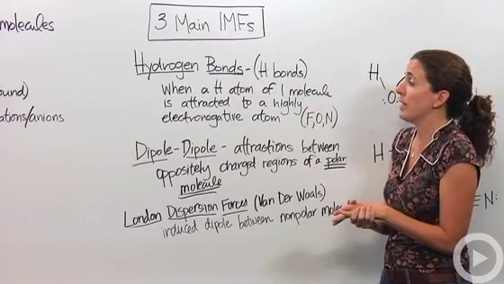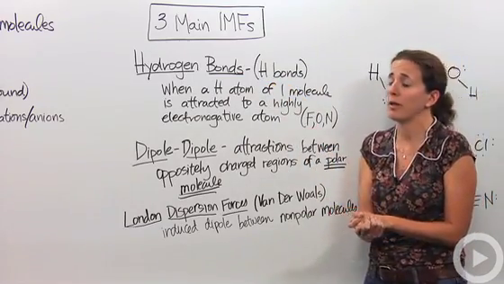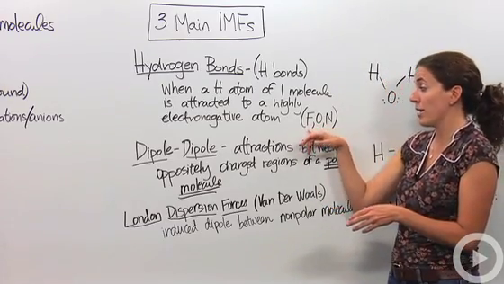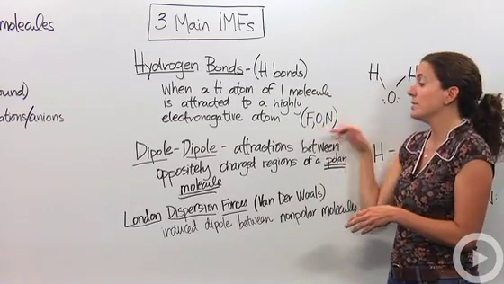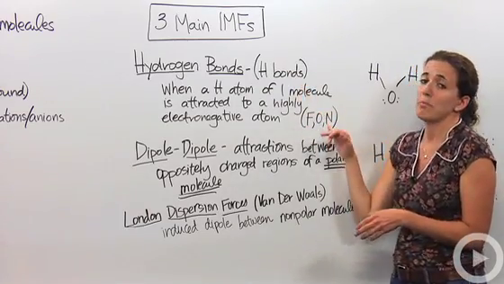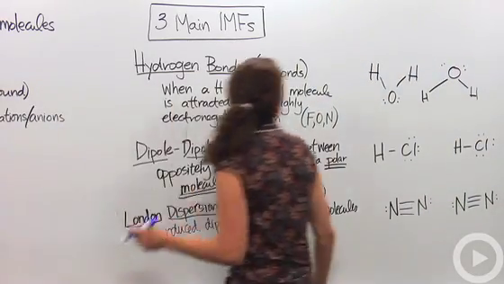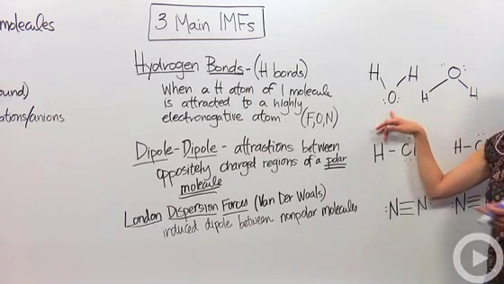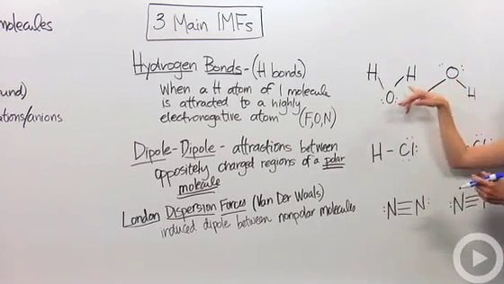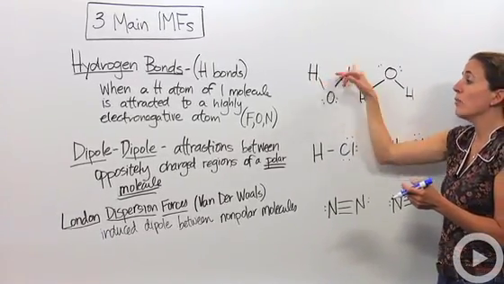What they are is when a hydrogen atom of one molecule is attracted to a highly electronegative atom of another molecule. The highly electronegative atoms I'm talking about are F, fluorine, oxygen, and nitrogen. These are the only ones that a hydrogen can be bonded to make hydrogen bonding. So for example, let me grab a pen. Let's take water. Here's what water looks like, one water molecule and another water molecule. These are the covalent bonds within the water molecule, not the IMFs.